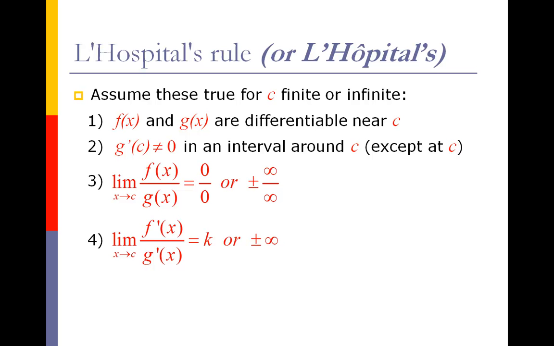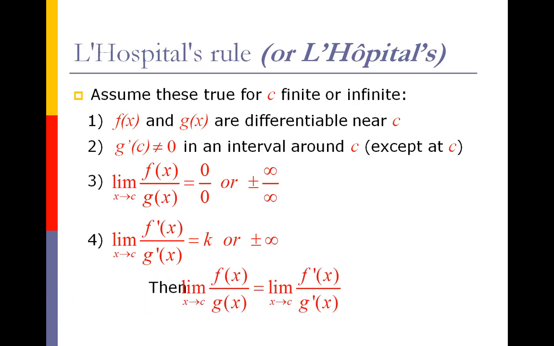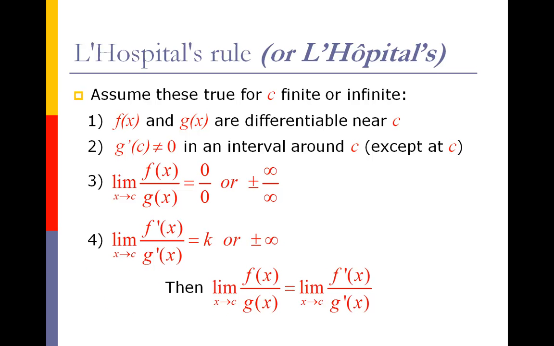Well, if all those four conditions are true, then we can say that it is also true that the original limit, the limit of the ratio of the two functions, is equal to the limit of the ratio of the derivatives. As I said, you want to be careful because sometimes people jump from the first three to computing the limit of the derivatives and claiming that their limit is equal to the original limit.